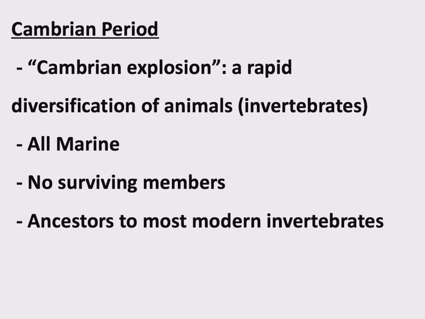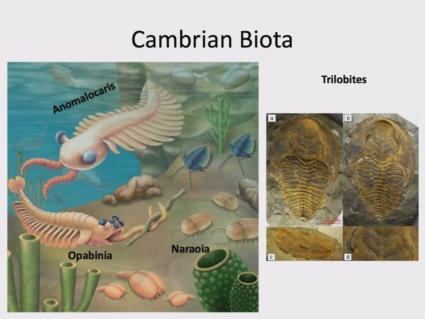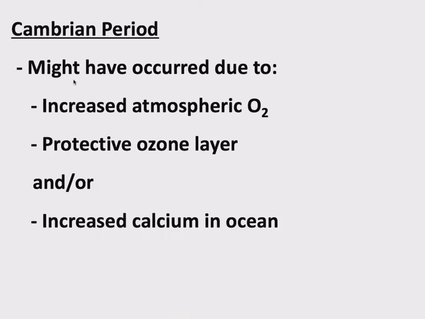Now, a good question might be, why? What led to this? Why did all of these new species emerge around this time period? And there are a couple of explanations. This explosion might have occurred due to increased atmospheric O2. We're animals, we're heterotrophs, we do cellular respiration, we need O2. More O2 in the atmosphere is going to fuel the power of animal life.